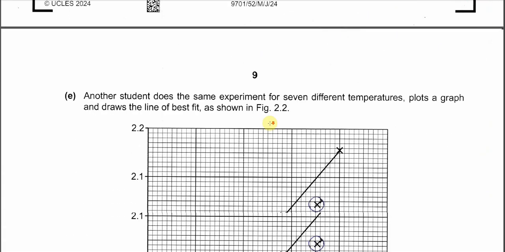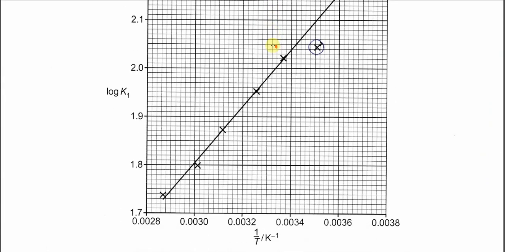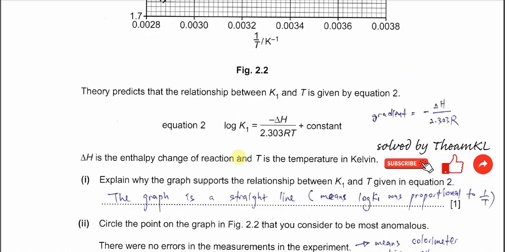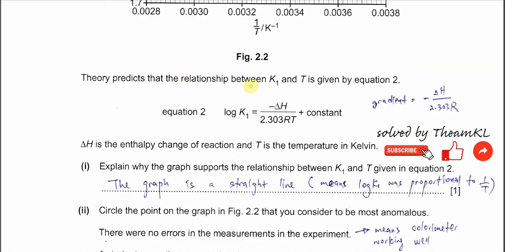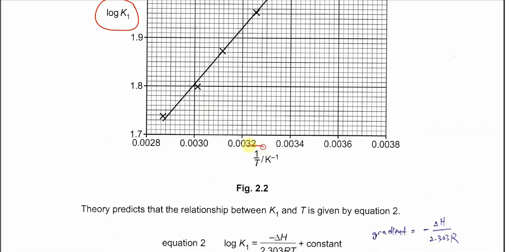Okay, after that, part E. Another student does the same experiment for 7 different temperatures, something like this, right? So log K versus 1 over temperature. Later we get back to these graphs. Theory predicts the relation between K1 and the temperature T is given by equation 2, this equation. Just now it is log K1 versus 1 over temperature.